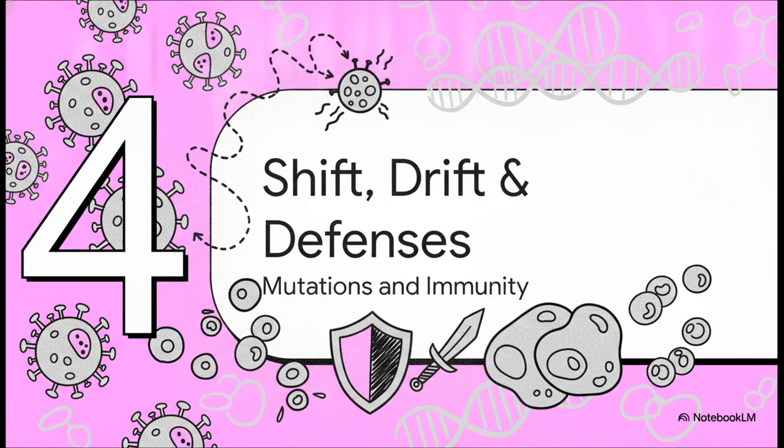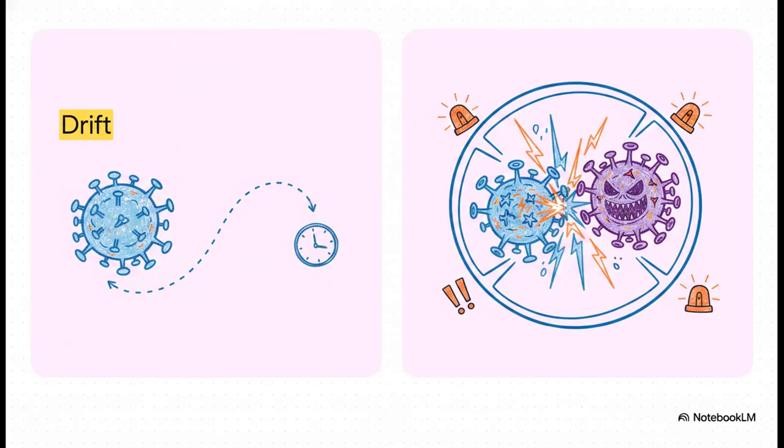And that brings us to our final section, Section 4, Shift, Drift, and Defenses. Okay, you are 100% going to see a question on the difference between shift and drift. Let's look at antigenic drift first. It's slow. It's that gradual, sneaky accumulation of point mutations over time. It's exactly why we get seasonal flu epidemics and why we all need a new flu shot every single year.